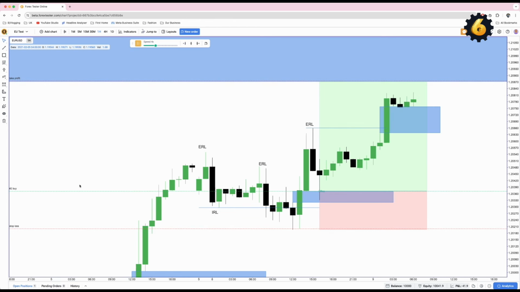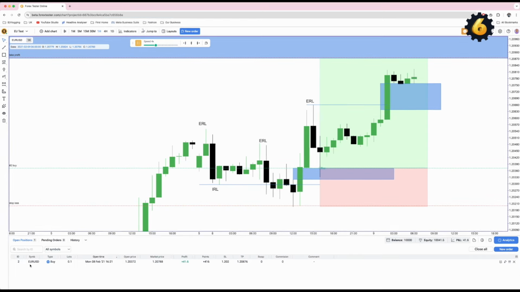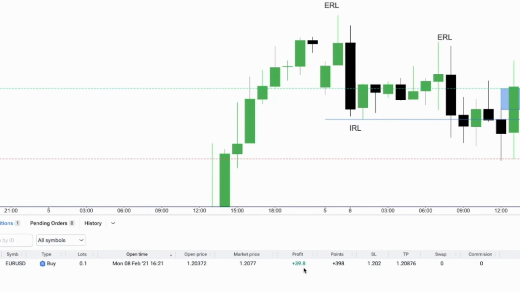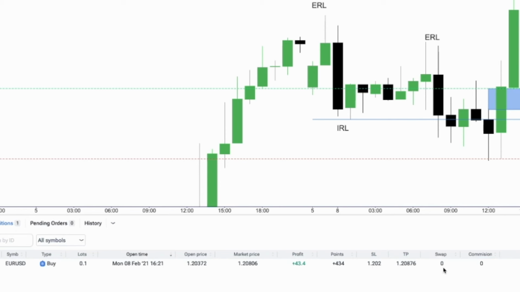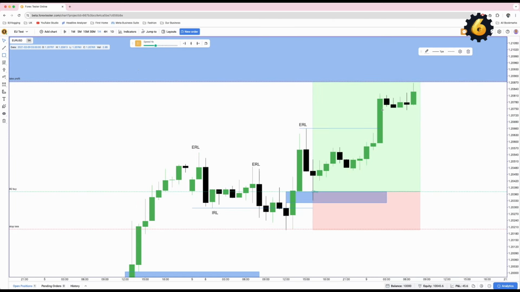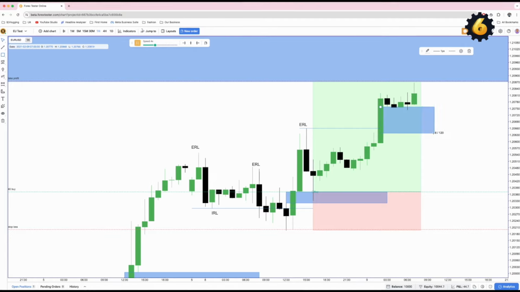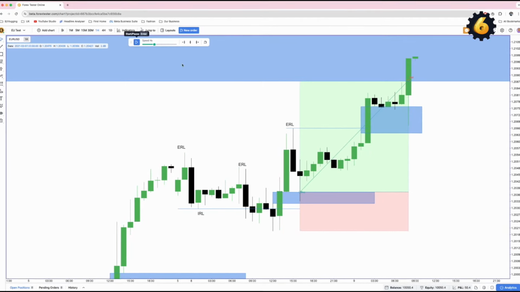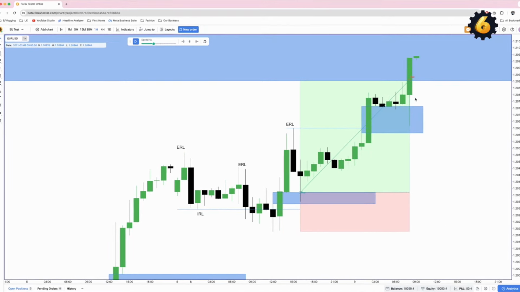While we are waiting for the take profit, as you can see, we can see our open position, our profit, TP, stop loss, where the price is, the time that we have taken the trade, and the lot size. I'm not going to get into risk management in this video. And as you can see, we have another fair value gap right over here. Okay, there you have it. We have a take profit in this scenario.